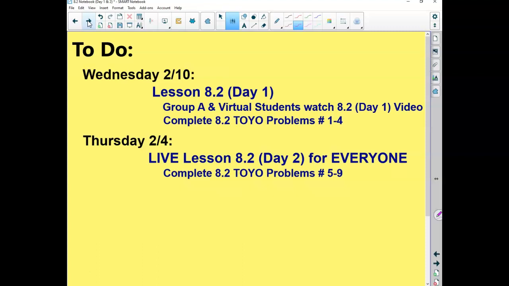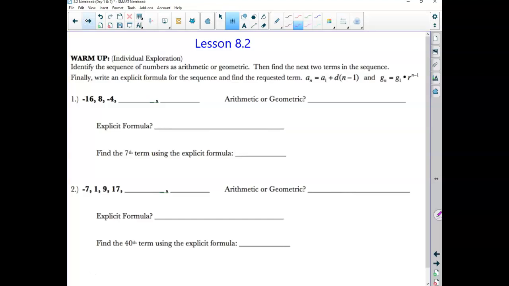Tomorrow we're going to finish this lesson up. So after today's lesson, you will be able to do the first 4 problems in your homework. Tomorrow is all applications, or all word problems, and we'll go through that video on Thursday. And then you'll be able to do all your homework. So bottom line here, there's a warm-up on this problem in lesson 8.2.